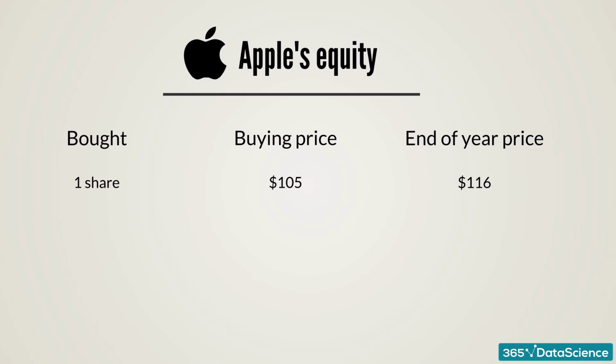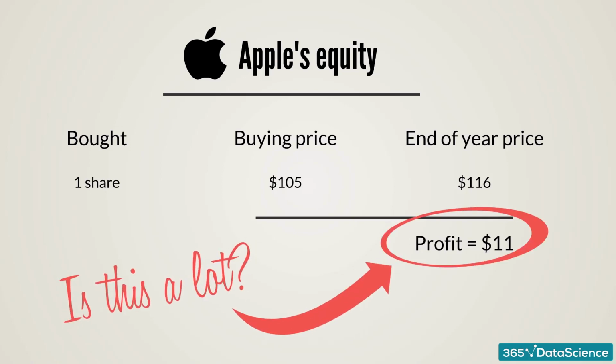So apart from any transaction costs arising from the transaction and dividends paid by the company throughout the year, if you sell your one share today, you will receive $116. So you've made a profit of $11. Is that a lot? Should you be happy with the investment you've made?